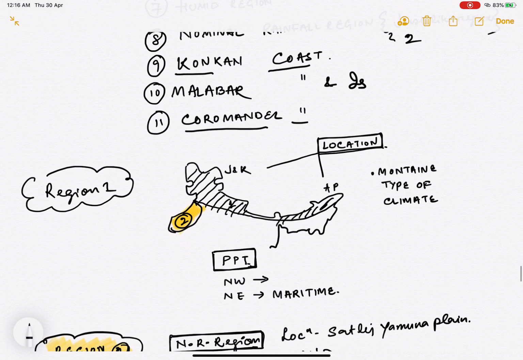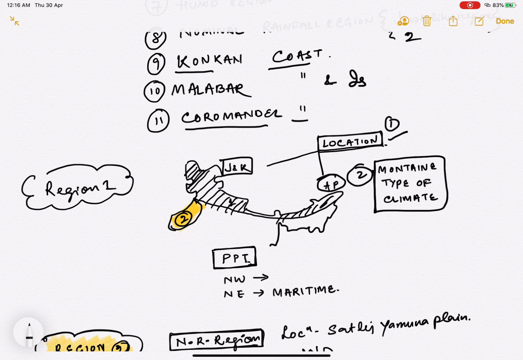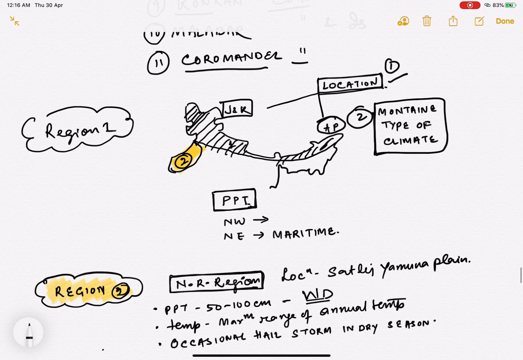Your first one is region 1. The shaded part is your region 1. As you can see, region 1 extends from Jammu and Kashmir to AP, meaning Arunachal Pradesh. This is point number 1. Point number 2, it has the mountain type of climate. Why? Because it's an entire mountainous region. However, there is a difference. This is your northwestern part and this is your northeast part.